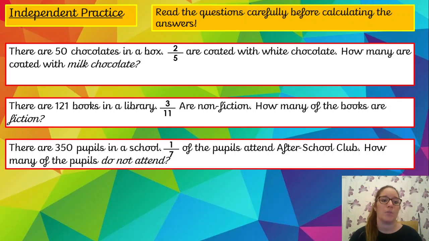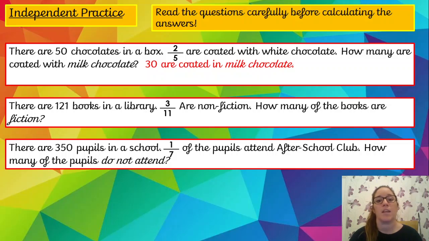Pause the video. Try your best. If I were you, I would be drawing bar models if it helps you. So I would draw 50 as my whole number, and then I would divide the box underneath into 5 equal parts and colour in 2 of them. Then once I know what each part is worth, it's easy to calculate how many 3 parts are worth, because you'll need to find the 3 parts which are milk chocolate. So pause the video now and come back when you're ready.